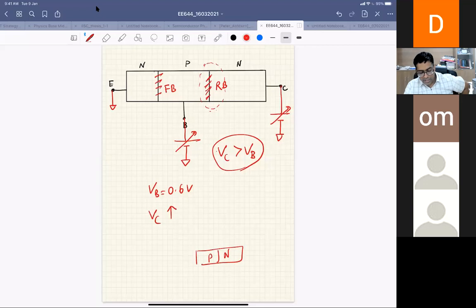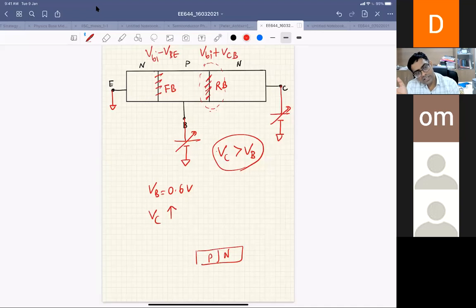At some point, this junction will break, right? Reverse bias junctions are more prone to breakdown voltage because when you apply reverse bias across a junction, the electric field is higher than in a forward bias junction, right? The voltage drop across this junction will be VBI plus VCB, right? But the voltage drop across the base emitter junction is VBI minus VBE, because it is forward biased.